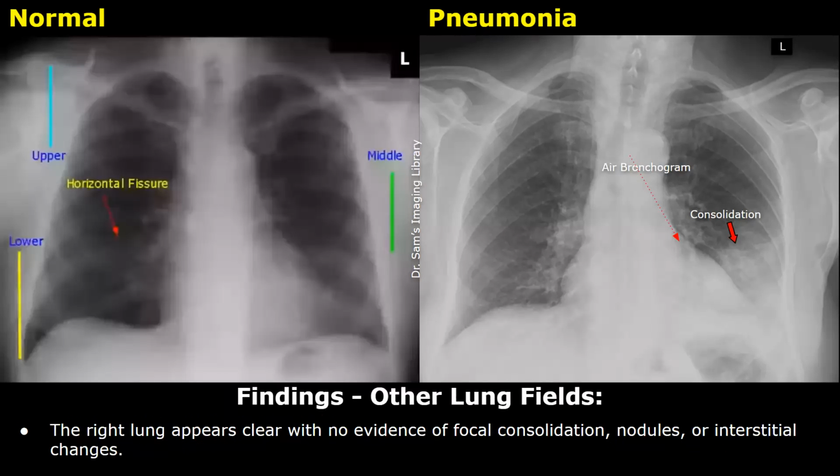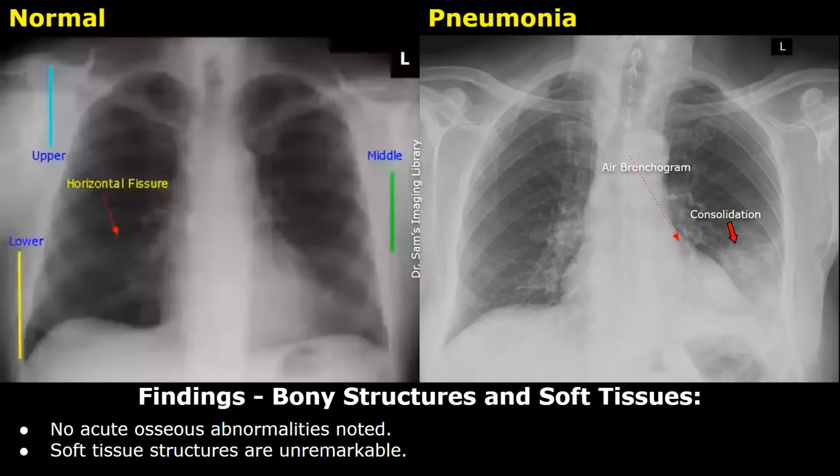Other lung fields. The right lung appears clear with no evidence of focal consolidation, nodules, or interstitial changes. Bony structures and soft tissues. No acute osseous abnormalities noted. Soft tissue structures are unremarkable.